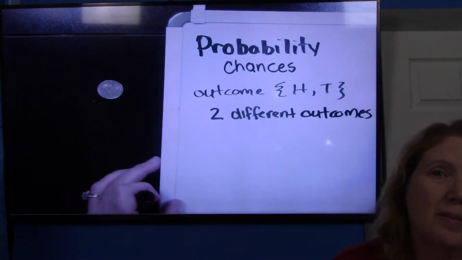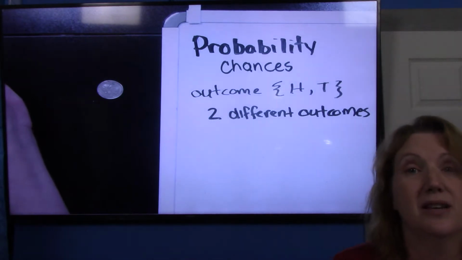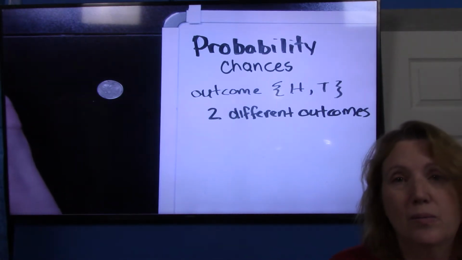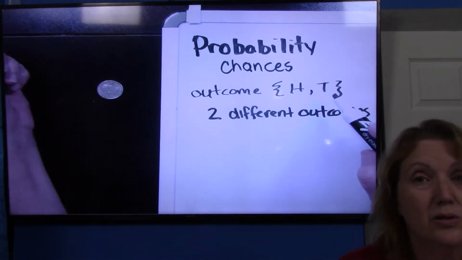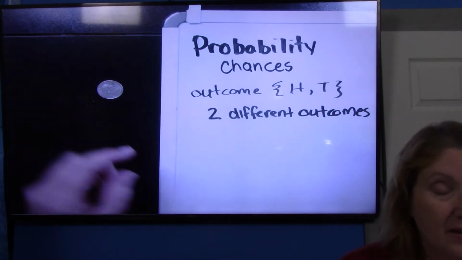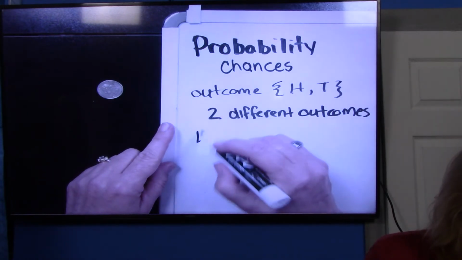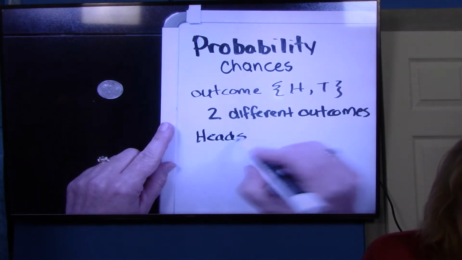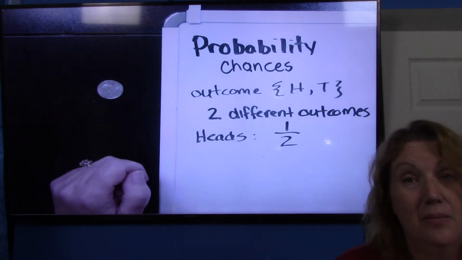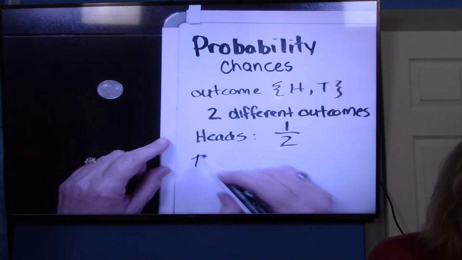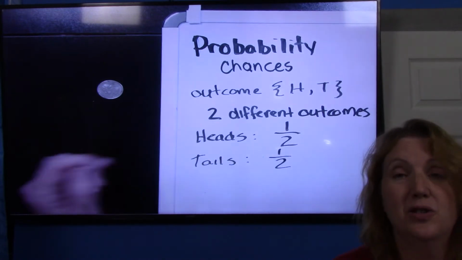So when we talk about probability, we want to know what are the chances that this will happen, or what are the chances that that will happen. Well, when we look at this, we know that we're either going to get heads or tails. So just like all fractions, we would need to know the total number of outcomes, which we said are 2. I might get heads. That would be 1 out of 2 chances. And I might get tails. And that's also 1 out of 2 chances.